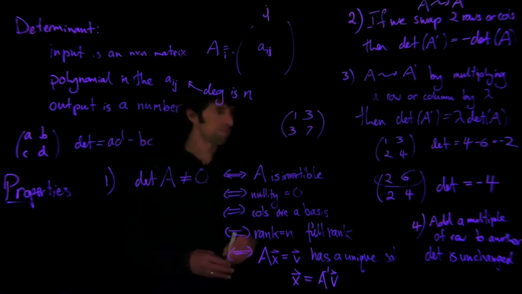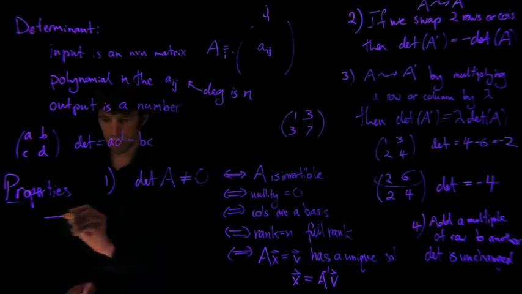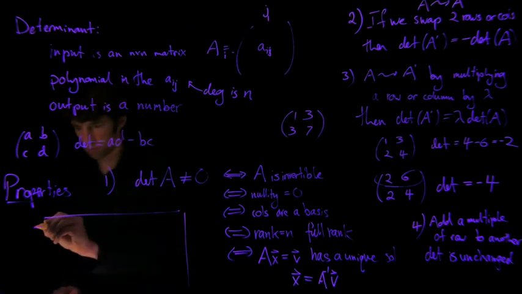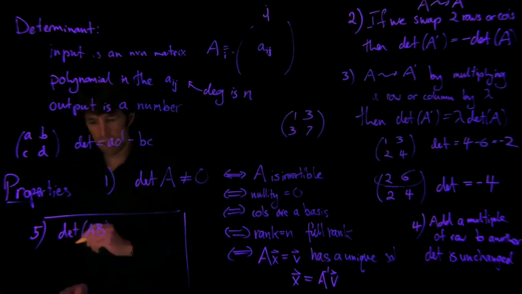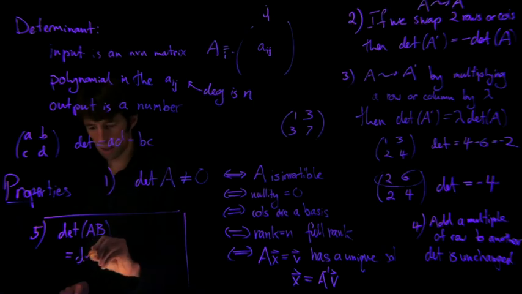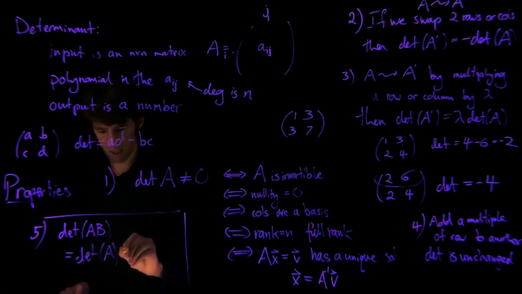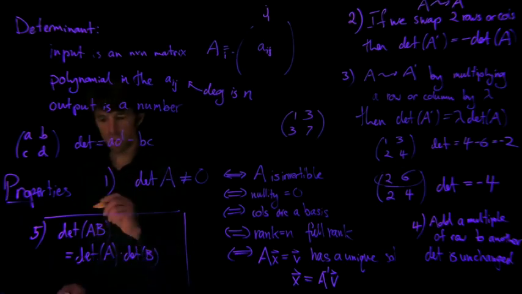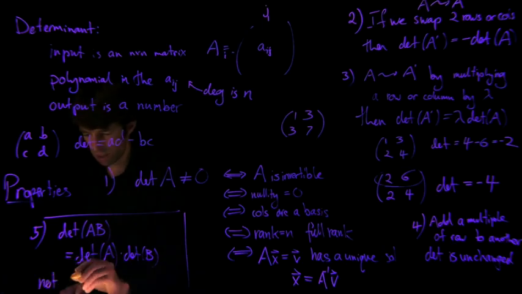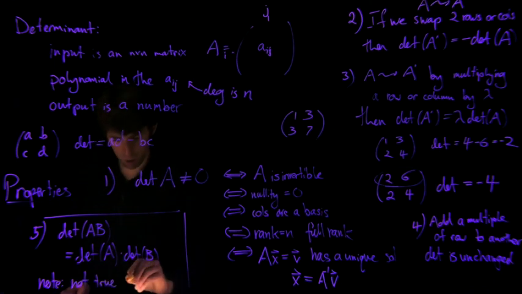And there is one last property I want to note here. I'll stick it over in this corner. Property 5 is if I have two matrices of the same size, the determinant of matrix A times matrix B is the determinant of matrix A times the determinant of matrix B. So determinant is multiplicative. It respects multiplication, but note that this is definitely not true for A plus B.